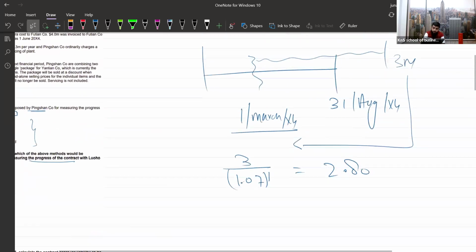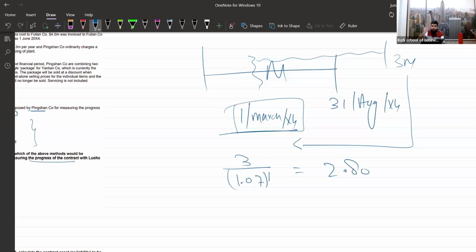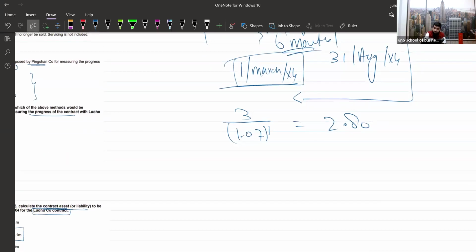That revenue will be recognized on 1st March at 2.80, and whenever the amount is recognized at its present value, it should always have an unwinding impact. It means from March till August. Let's count it out: March, April, May, June, July, and August, which means for 6 months there will be an unwinding. And this unwinding will be recognized as interest income. So on this 2.80, multiply by 7%, multiply by 6 and divided by 12.